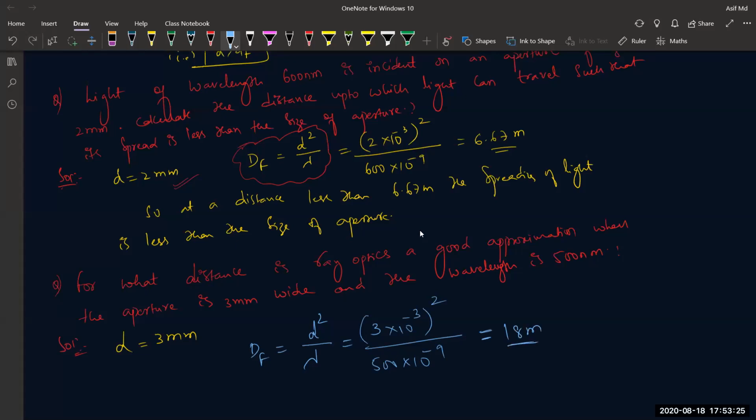That means for what distance ray optics is a good approximation: if the Fresnel's distance is 18 meters, that is, the distance between the slit and the screen, then the ray of light falling on it will go in a straight line. That will obey the property of rectilinear propagation of light. Is that clear for everyone?